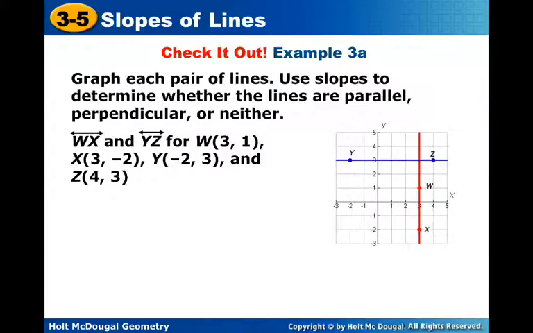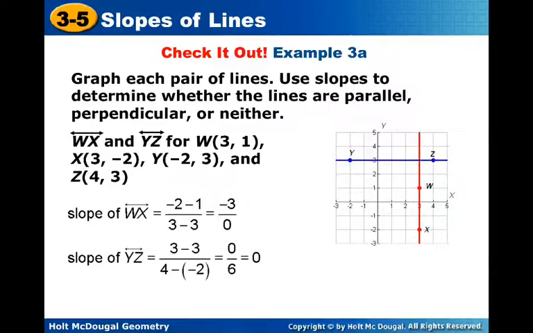Alright, again, we're going to graph these two lines. And when you graph them, you see that they're a horizontal and a vertical line. Well, a horizontal and a vertical line are perpendicular because they do intersect at a right angle. Now, the slope of WX is -3 over 0. You don't need to leave your answer as -3 over 0. You need to go ahead and simplify that. -3 divided by 0. You can even punch it in your calculator, but you can't divide by 0, so that's undefined. And then the slope of YZ is 0 over 6, which is just 0.